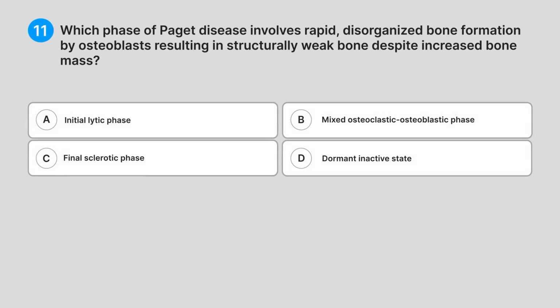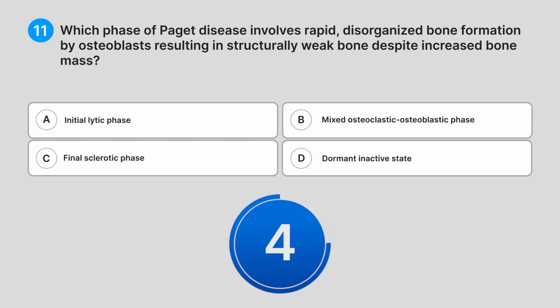11. Which phase of Paget disease involves rapid, disorganized bone formation by osteoblasts resulting in structurally weak bone despite increased bone mass? A. Initial lytic phase. B. Mixed osteoclastic osteoblastic phase. C. Final sclerotic phase. D. Dormant inactive state. Can you guess the answer?